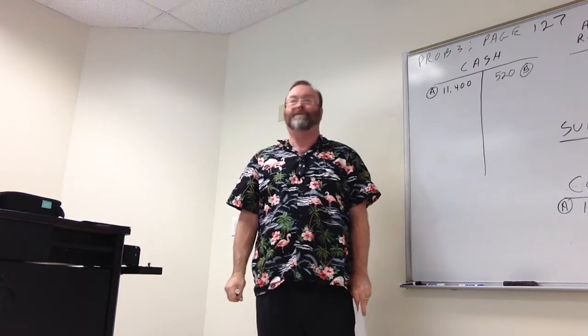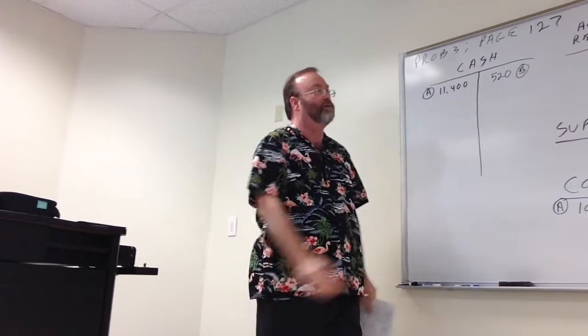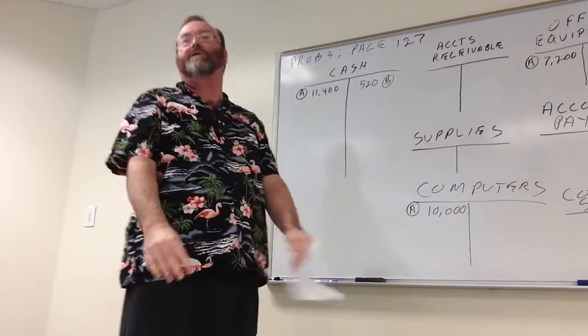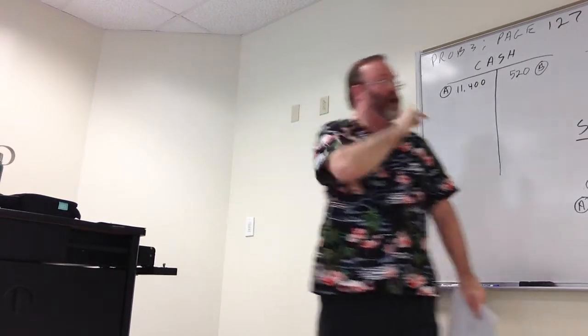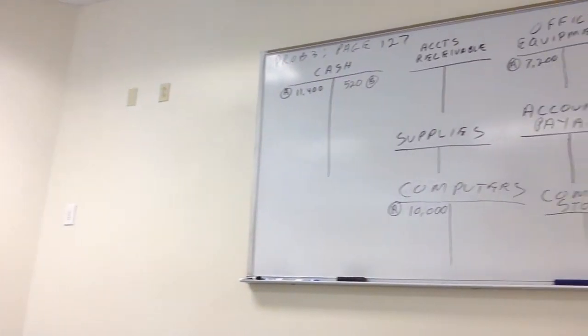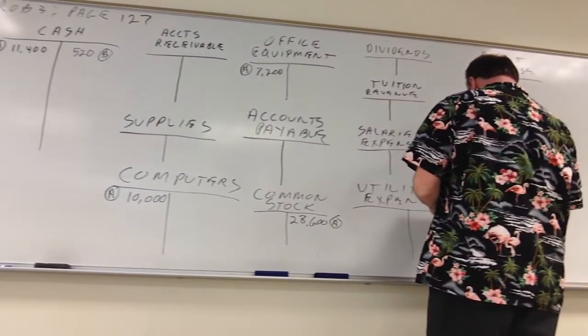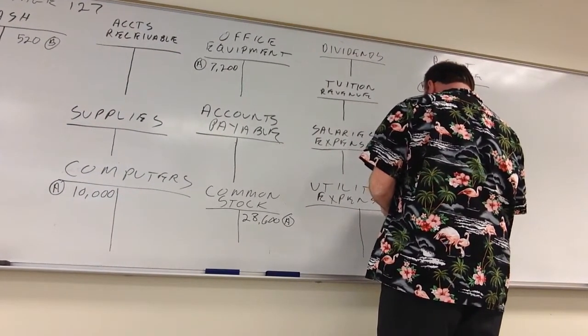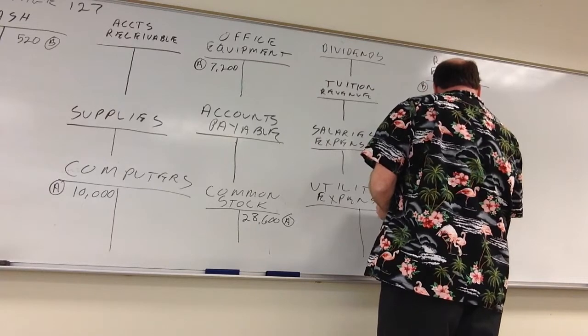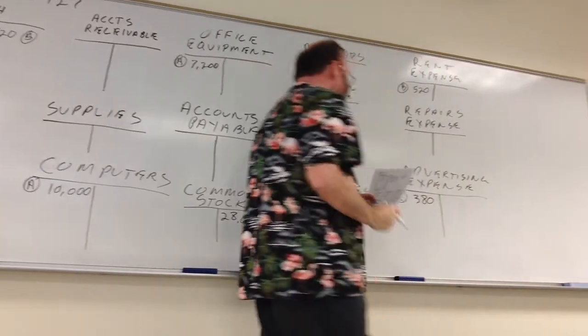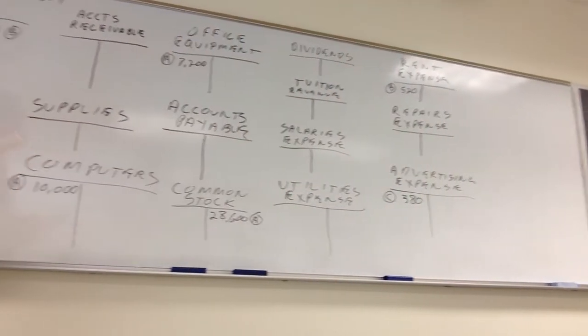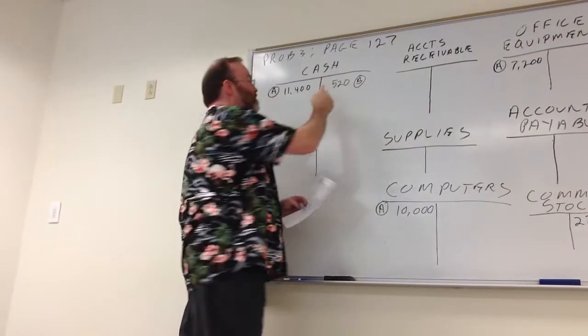So, C, paid for an advertisement announcing the opening of the school, $380. So of everything you see up here on the board, what does that sound like for the debit? Advertising expense. Just like rent, we're now spending more money to hopefully generate some revenues because we're announcing the school. And the credit, same.